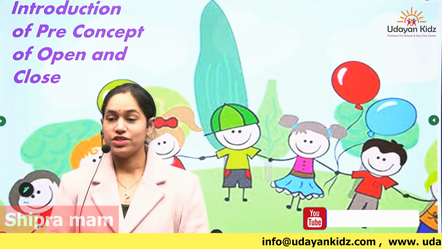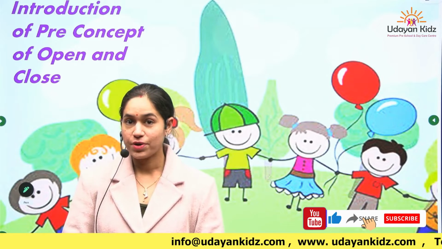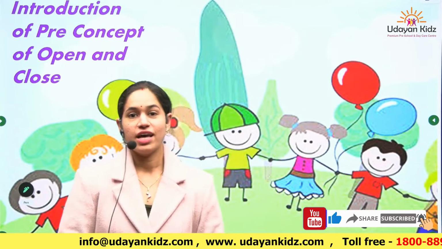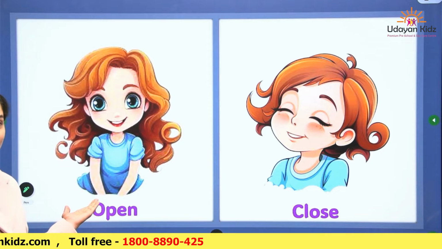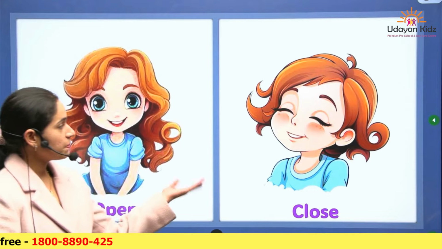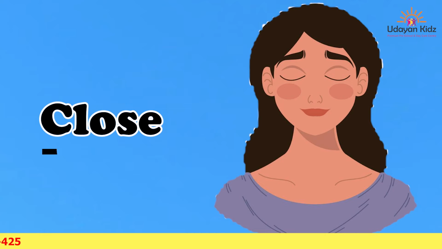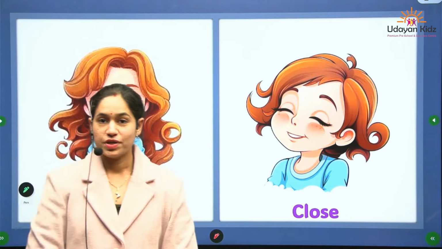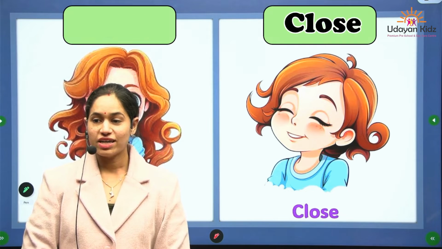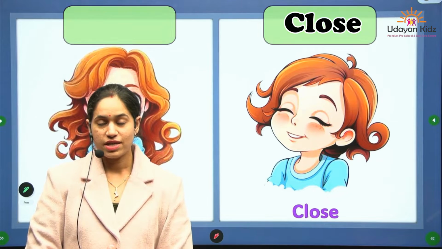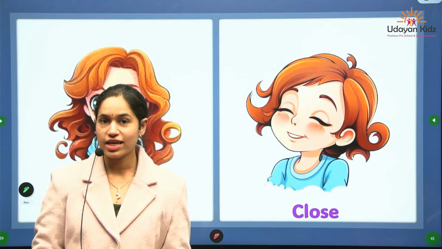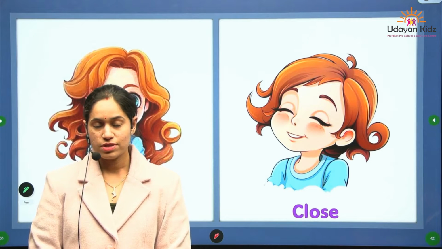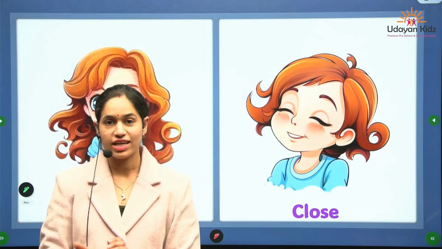Today I am going to introduce you to the pre-concept of open and close. You can see here in my first picture, the girl's eyes are open, and in the second picture the girl's eyes are closed. Now let's do it with me. Open and close, open and close. Whenever we are opening our eyes, we can see everything, and when our eyes are closed, we don't see anything.